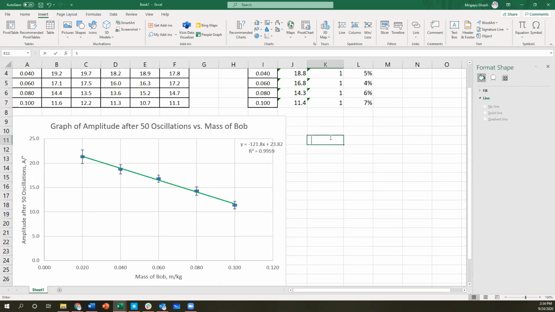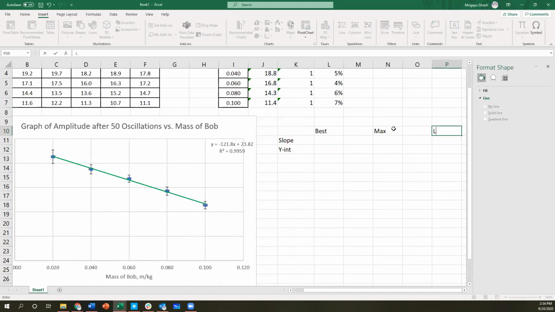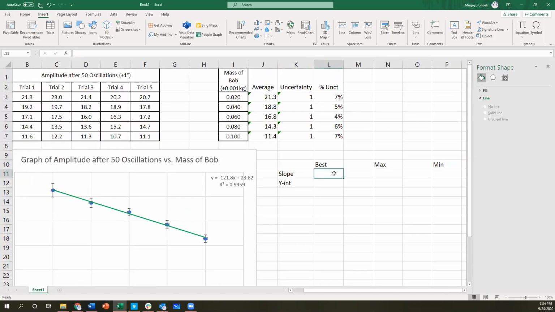I'll write slope here. I'll write y-intercept here. And then here, I'm going to write best value. Then here, I'm going to write it for the max line. Actually, I'll leave a space there, and I'll show you why later. And then here, I'm going to call it for the min line. And we know for the best line, it's negative 121.8. And then y-intercept is 23.82.